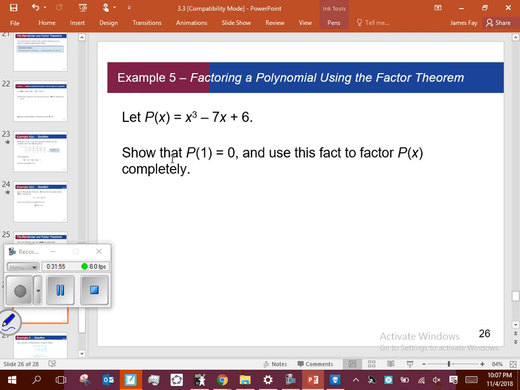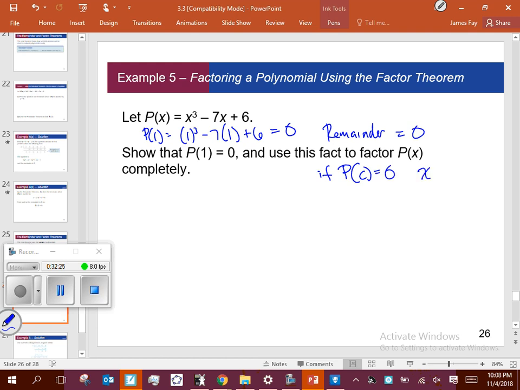Basically it says show that P of 1 is equal to 0 and use this fact to factor P of x. Well, obviously you could do this: P of 1 is equal to 1 cubed minus 7 times 1 plus 6. What's 1 minus 7 plus 6? It does equal 0. So the remainder theorem is telling me that that is 0. Now the factor theorem is saying, well, if the remainder is 0, if P of c equals 0, then x minus c is a factor.